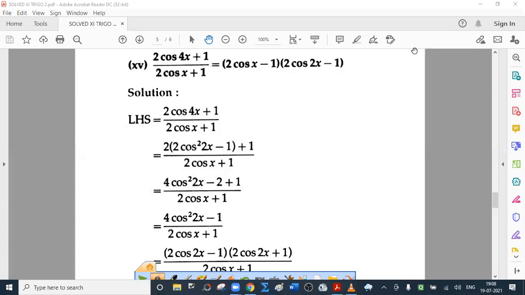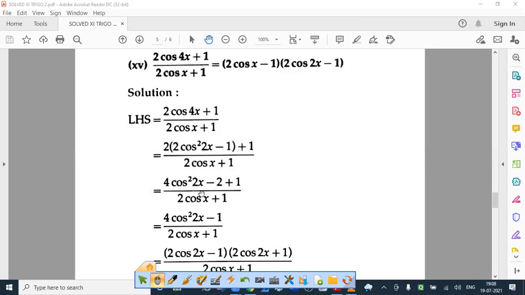Fifteenth, prove that 2 cos 4x plus 1 upon 2 cos x plus 1 is 2 cos x minus 1 into 2 cos 2x minus 1. We begin with LHS. Now, what is cos 4x? It is cos of 2 times 2x. Cos 2 theta is 2 cos square theta minus 1. But theta is 2x. Because 4x is 2 times which angle? 2x. As simple as that.